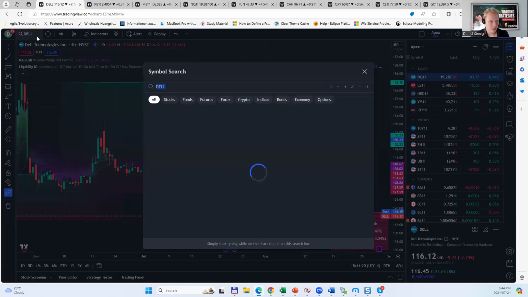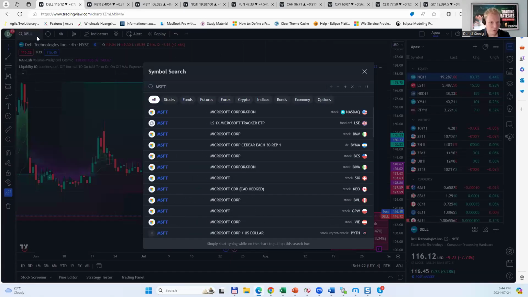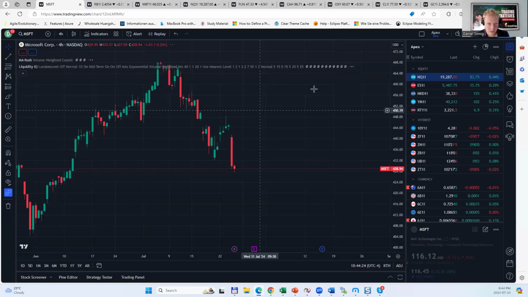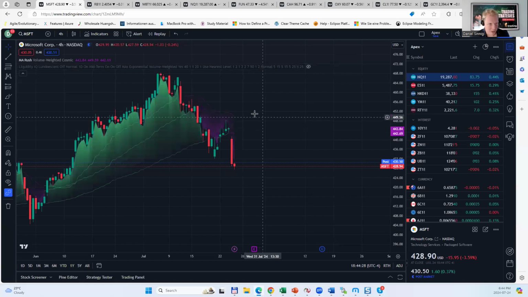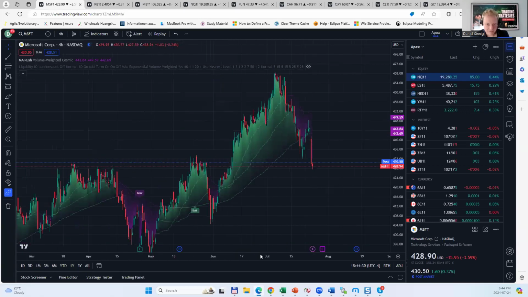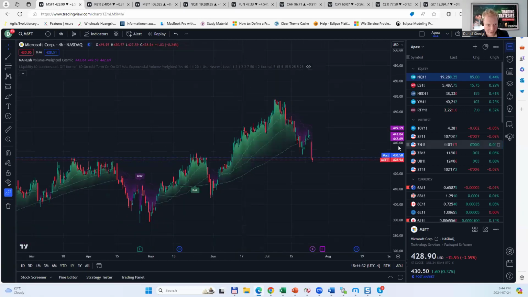Microsoft. All right, so let me change it up. Microsoft. Okay, and let's just look at MA Rush alone and see what we see. Again, we do have MA Rush applied, and we can see that it's still bullish. It didn't change its momentum yet. We are bullish since May 22nd. Of course, if price will continue further down, this eventually will change.